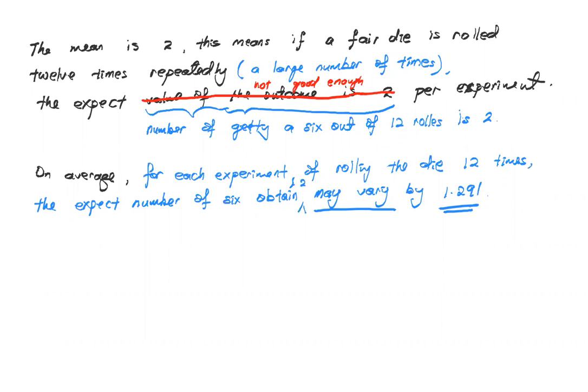Okay? So I hope for every question you will try to do it like that, instead of just saying we expect a 6 to be rolled 2 times with standard deviation of 1.291. If you interpret your standard deviation in this way, people will understand much better. Are you okay? Can or not?